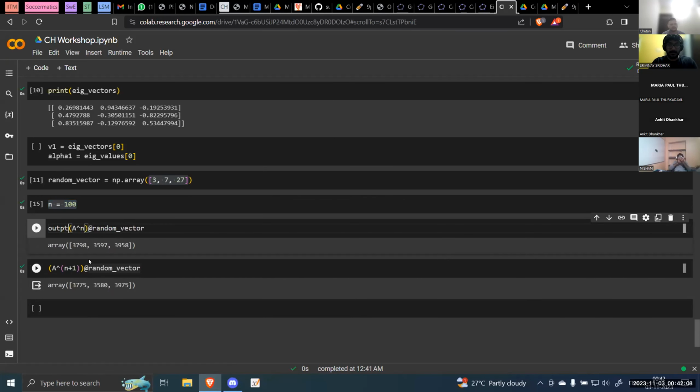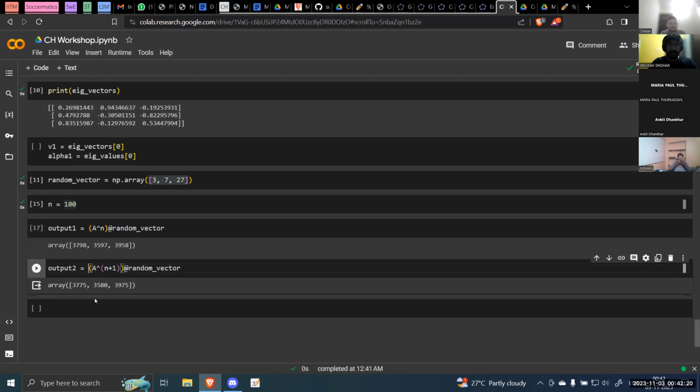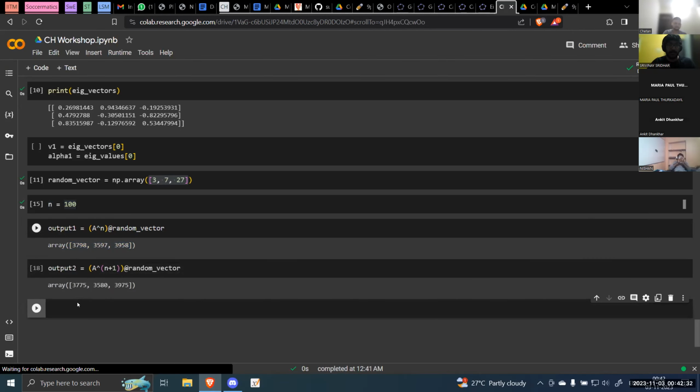No, wait. I've applied it 100 times, right? So after applying it 100 times, I'm just checking. Yeah, because now I want to find the eigenvector. So now this is the eigenvector, right? I just have to scale it down by the norm.